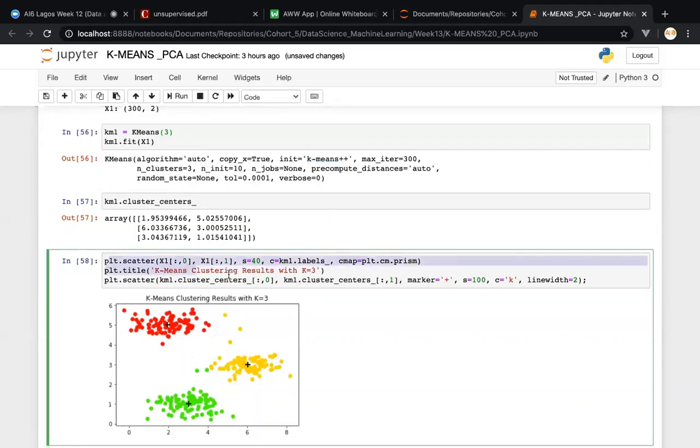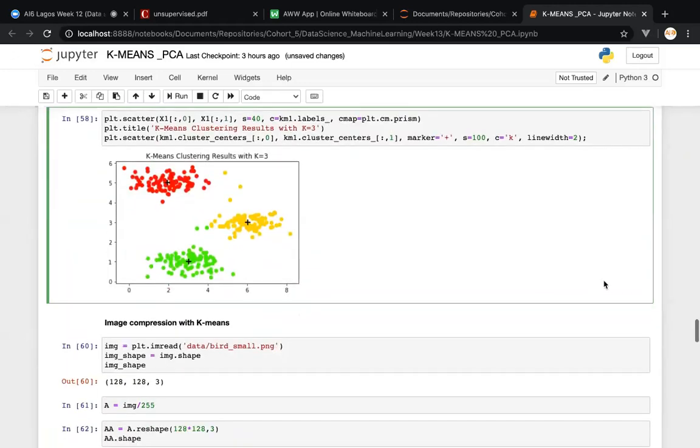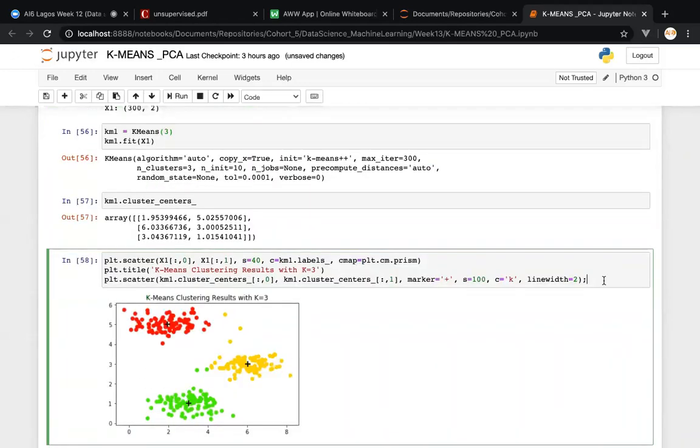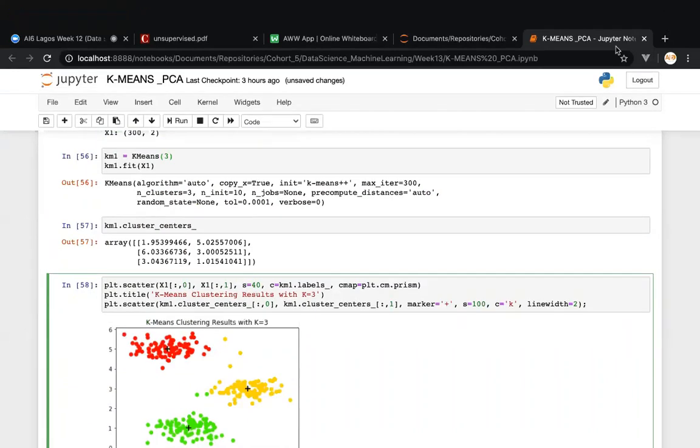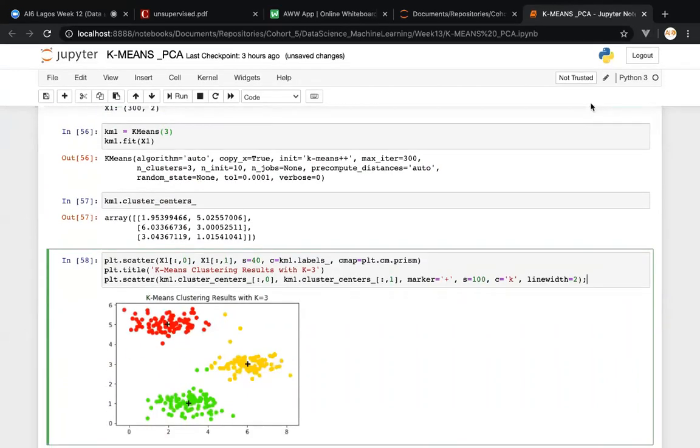Something that's on par with what sklearn would give you, right? So that's it for k-means. But that's not totally it for k-means. How many minutes do I have? I have 3 minutes, and I still want to go through PCA.